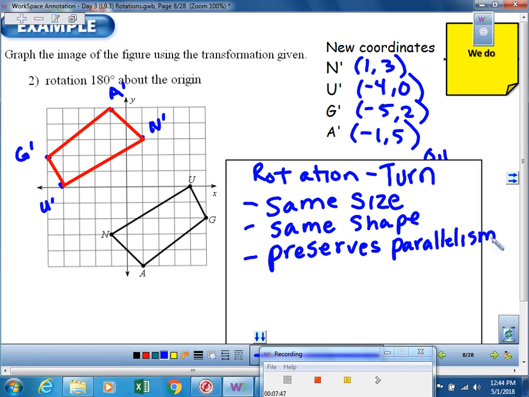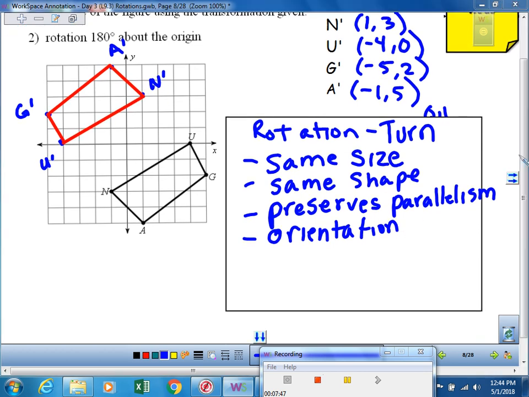Writing this down because this is good pop quiz information. Okay, let's look at the orientation. We have two types of orientation: the letter orientation and the physical orientation.